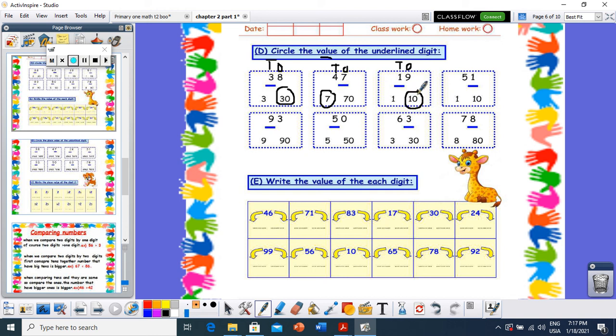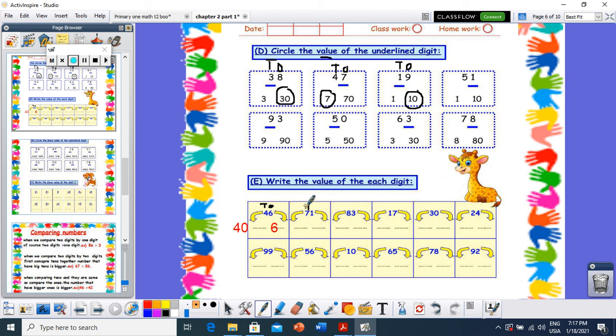You can complete the rest of these examples. Okay, write the value of each digit. Don't forget, here 46. So I will write T on the 4 and O for the 6. When I write the value of the 4, the 4 has a 0, so I will write it as 40. Does the 6 have any zeros? No. So I write it as it is. So the value of 46 is 40 and 6.